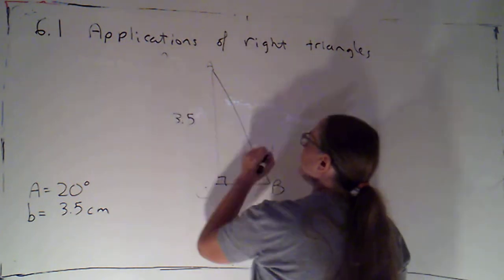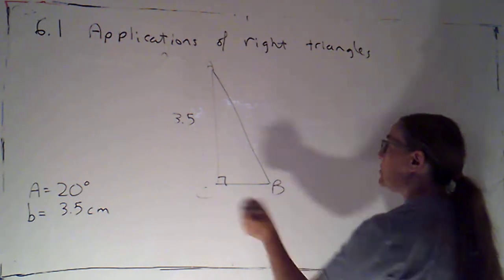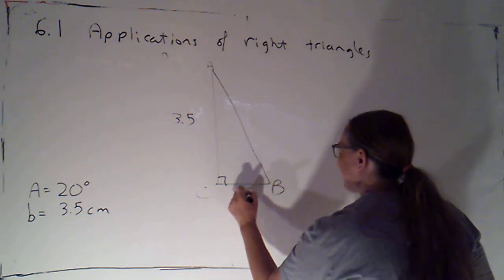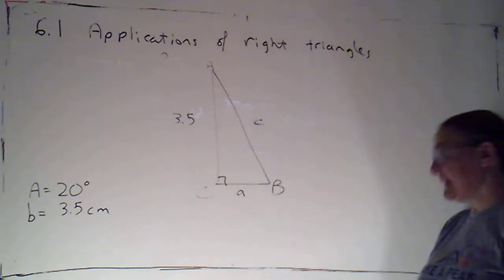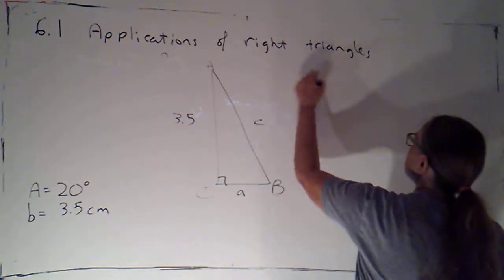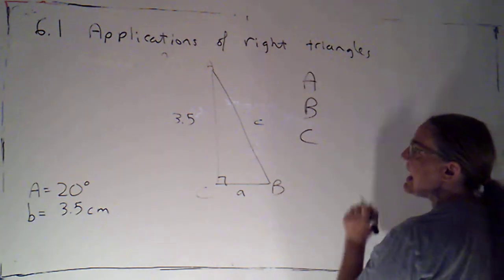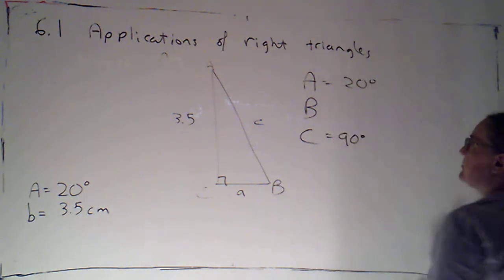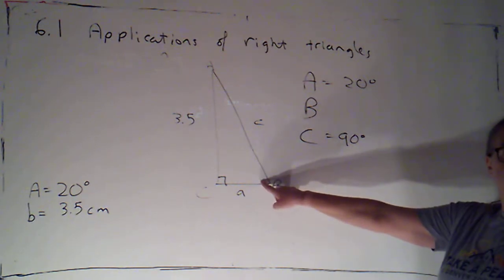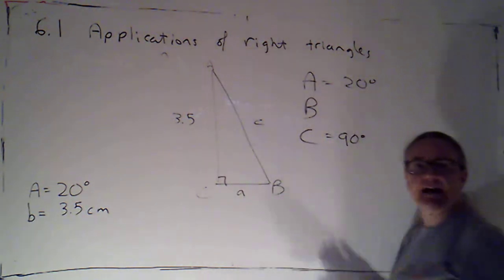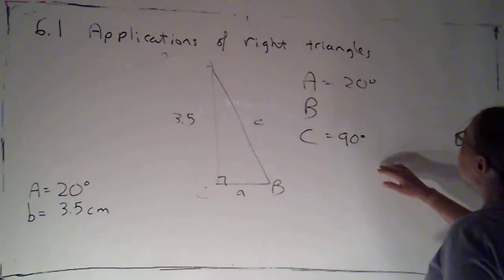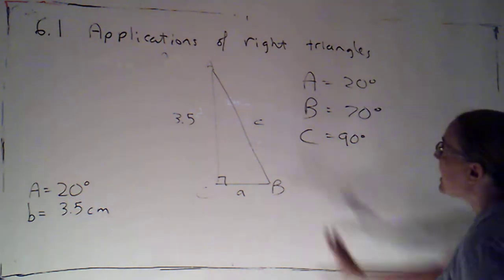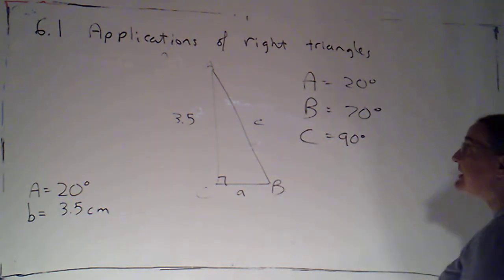Side b was 3.5, so I'm going to need to know the other 2 sides. So I'm going to need to know side a and side c, and it looks like I'm going to need to know angle B. So let's just write out what we do have. We've got angles A, B, and C. A we were given is 20 degrees. C we were given is 90 degrees. Now I can get angle B pretty quickly because the angles in a triangle have to add up to 180 degrees. So that's going to make B 70 degrees. Excellent. So then I need to get these 2 side lengths.